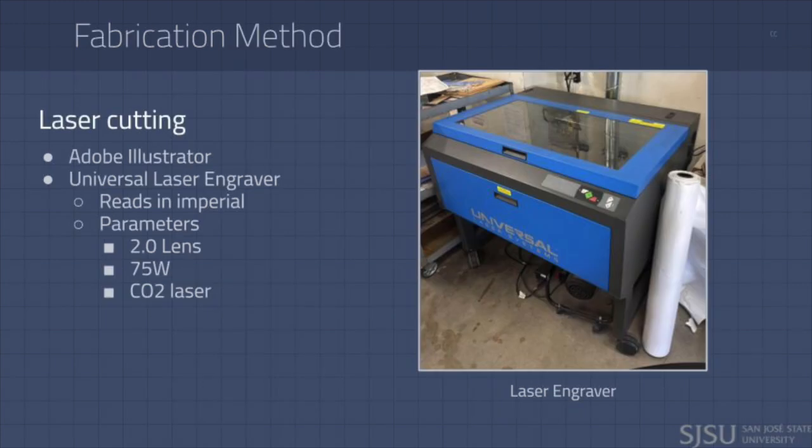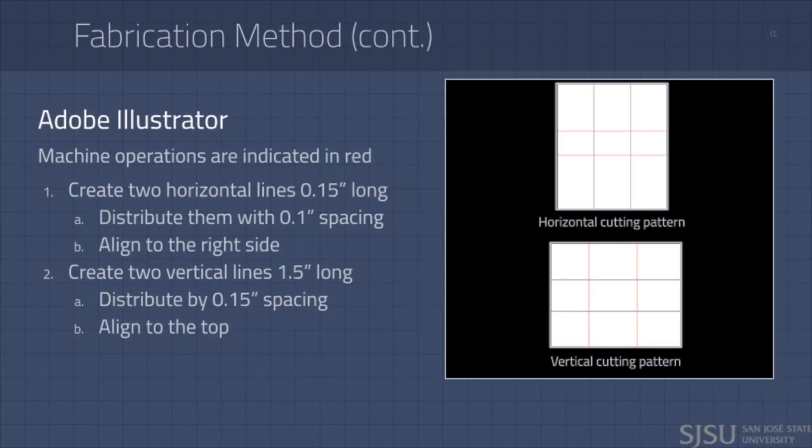For our fabrication method, we used a laser cutter. We designed the patterns on Adobe Illustrator and used a Universal Laser engraver. Hardware parameters were a 2.0 lens on the laser, and it was a 75-watt laser equipped with a CO2 laser diode. Here's the image from Adobe Illustrator. The machine operates in red, black, and blue.